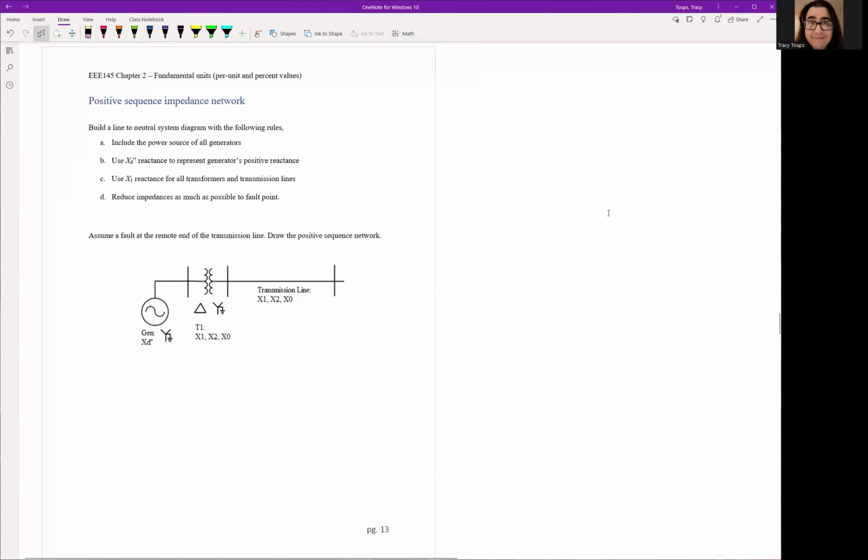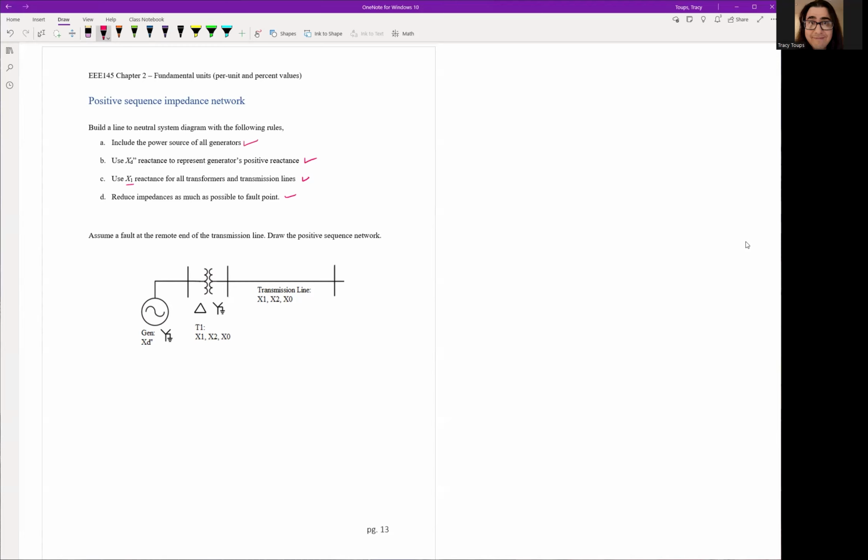So let's go ahead and start talking about building networks, because that's the hardest part. Once you build the networks, you're going to be set. Here, for example, we have a generator, a step-up transformer, and a transmission line. Some of the rules for building a positive sequence network: you find a line-to-neutral system diagram, which is a one-line diagram. You want to include all the generators. You want to use your Xd double prime of the generator. You want to use your X1 positive sequence reactance for both transformers and transmission lines. And then you want to reduce impedance as much as possible to the fault point.